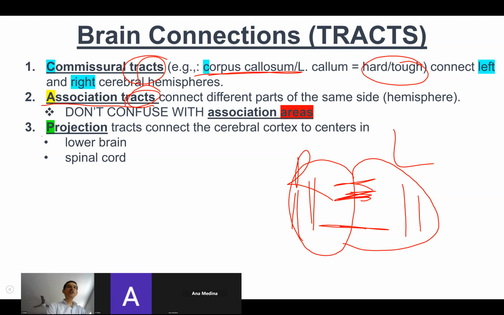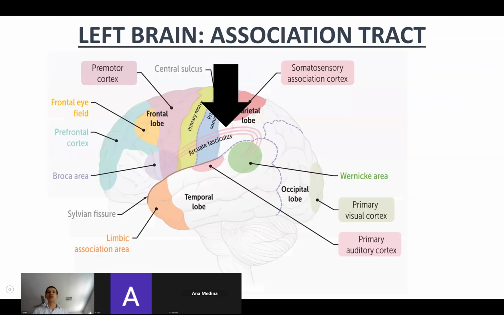We also have projection tracts. So, CAP: commissural, association, projection. Projection tracts leave the cerebral cortex and go down to the lower brain, the brainstem, and the spinal cord. From the brain they go down, and those are your projection tracts. And this, for example, is an association tract.